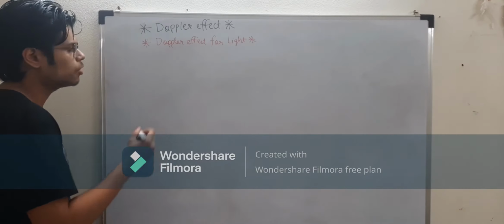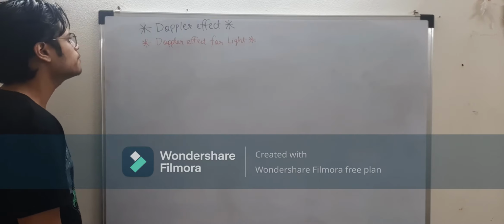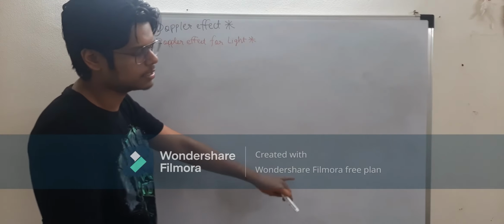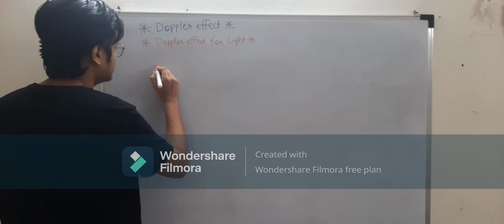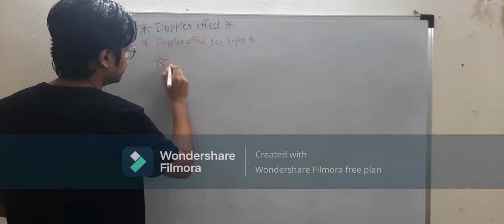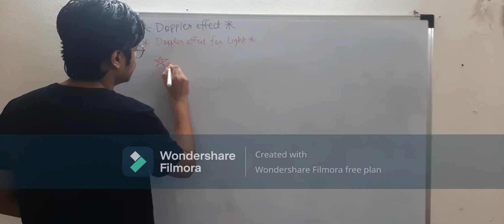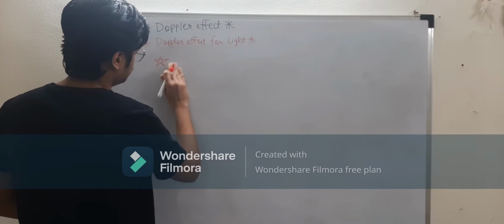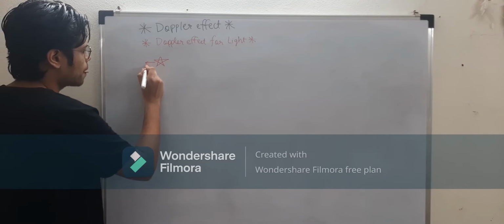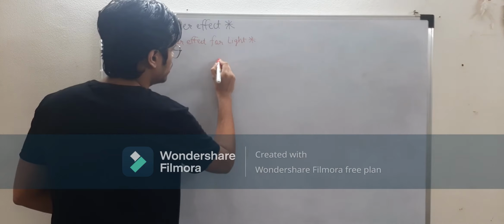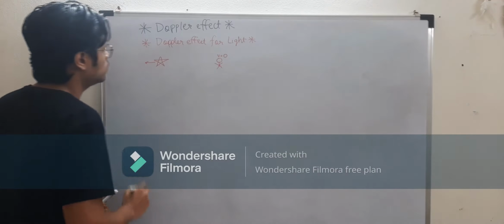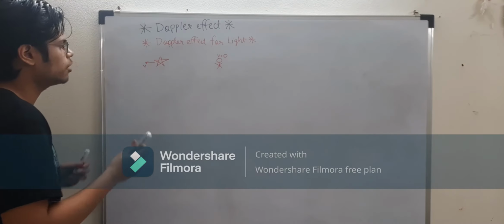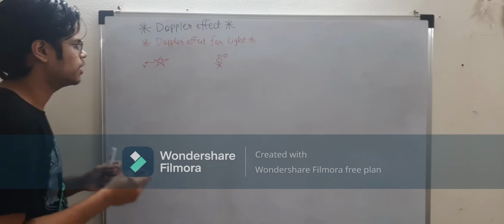We'll also obtain an expression for the Doppler effect of light, just like we obtained it for the Doppler effect of sound. So assume there is a star that is moving away from you, and you are on the earth at rest. The star is moving with velocity v. So what kind of color will the star emit? We have to calculate that.